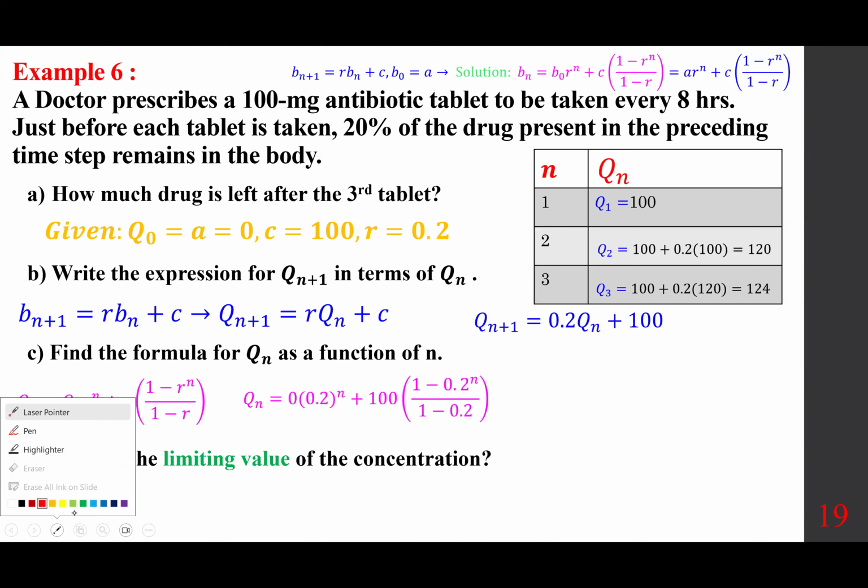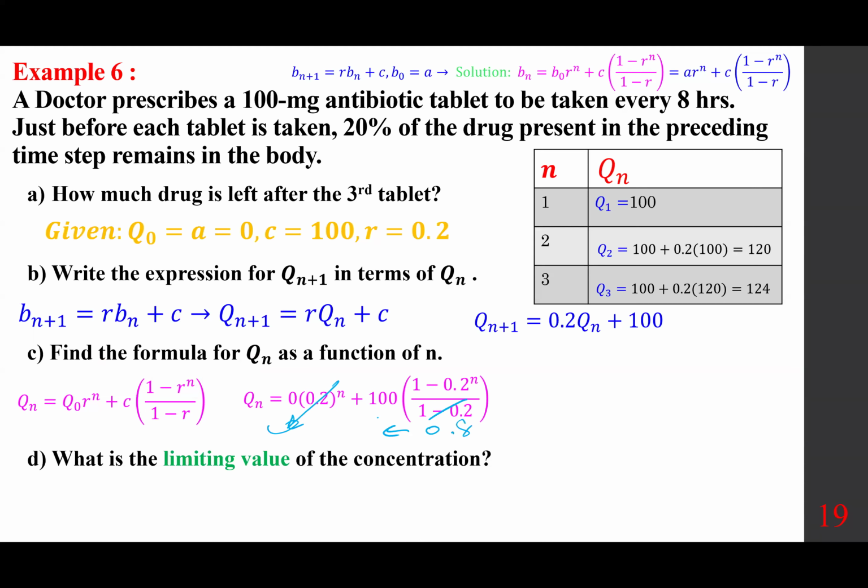So this is obviously 0. This is 0.8. We put it here. We get 100 divided by 0.8, or 1000 divided by 8, is 125 times 1 minus 0.2 to the power of n. And if you try n equals 1, 2, 3, you get what you have here.